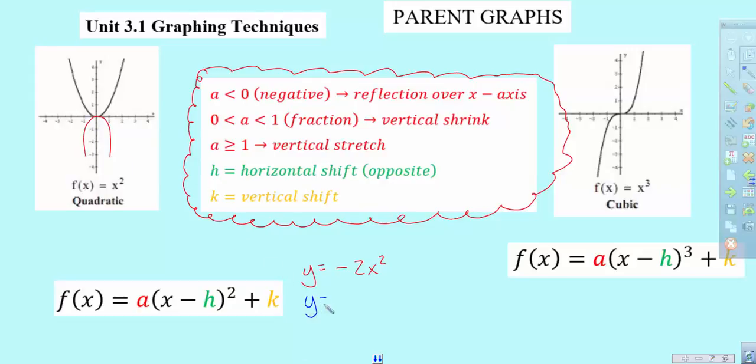Like for example, if I said my a value is a fraction, like 1/2 x squared, then that means I would have a vertical shrink, which basically means that from the parent function, my graph would just grow more slowly. Or if we did y equals 2x squared, so my a value is greater than or equal to 1, in that case I'd have a vertical stretch, which basically means that my graph would grow more quickly. And I'm just writing down some generic words like slowly, quickly, so that you can have that relationship there.